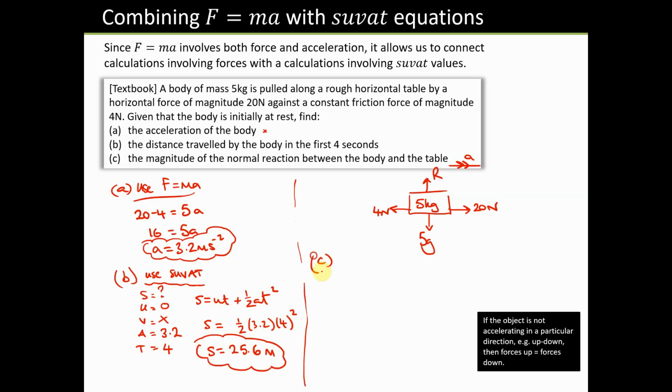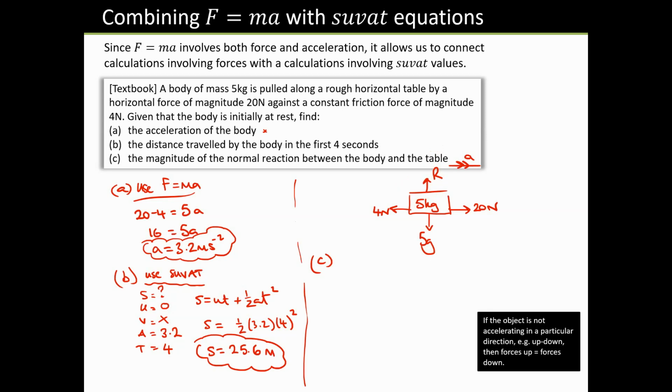And then let's have a look at this final bit. The magnitude of the normal reaction between the body and the table. So for this one, let's have a look at this black box in the bottom corner. If the object is not accelerating in a particular direction, either up, down, then the forces up equal the forces down. So when we try to find the magnitude of the normal reaction, normal meaning 90 degrees from where it's lying, and then reaction meaning it's going upwards. So this body of mass being pulled along a table is just going left and right.